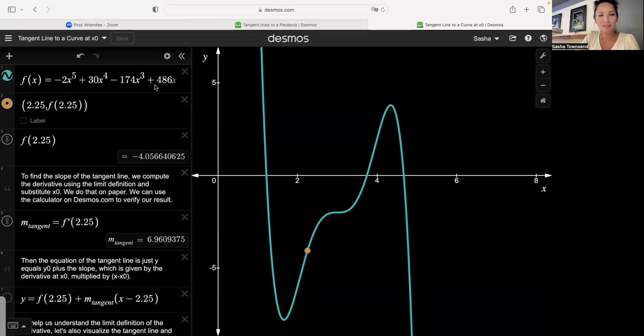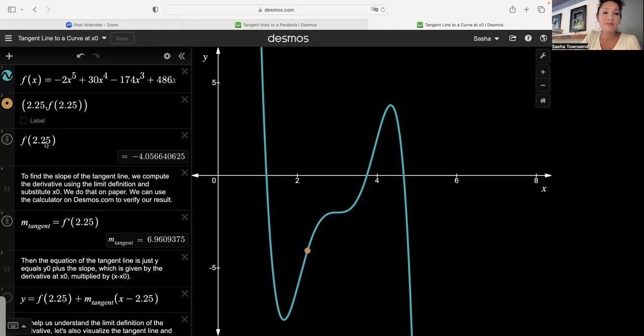So we've graphed the function and our point, x naught, y naught. So that's 2.25 and the function evaluated at 2.25. That's that point right there. And then we're going to graph the tangent line at that location.